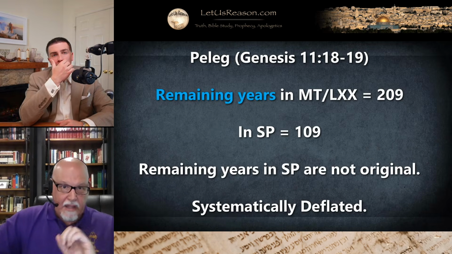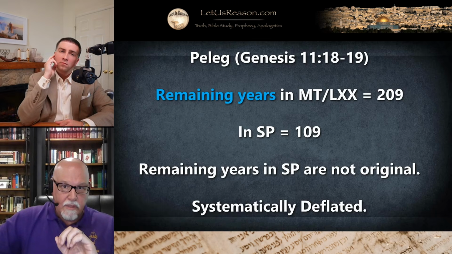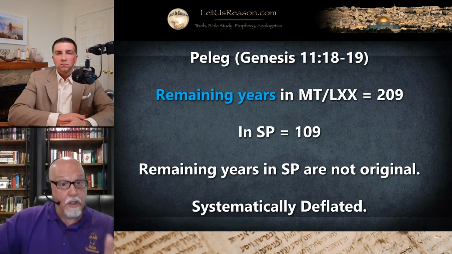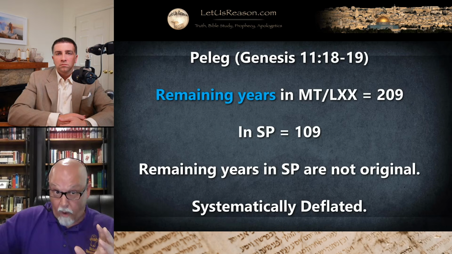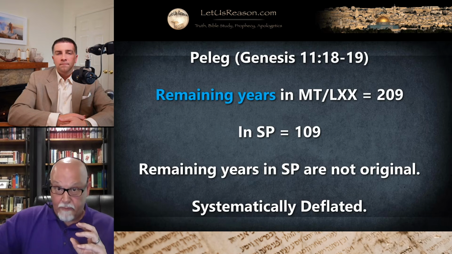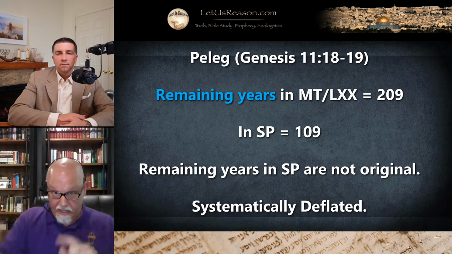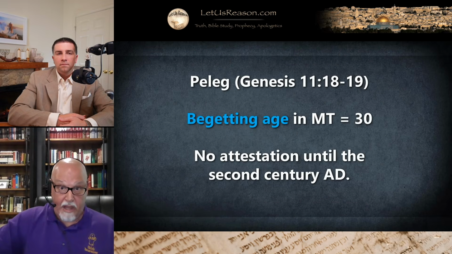We have Peleg's remaining years in both the Masoretic and the Septuagint match, but in the Samaritan Pentateuch, it's deflated to 109. The conclusion is the SP's numbers are not original. They've been systematically deflated. We're not exactly sure why. I'm not 100% sure why the Samaritan Pentateuch has done this, but they did. And it's clear from these separate witnesses, the Masoretic and the Septuagint, that 209 is the right number for the remaining years of his life.